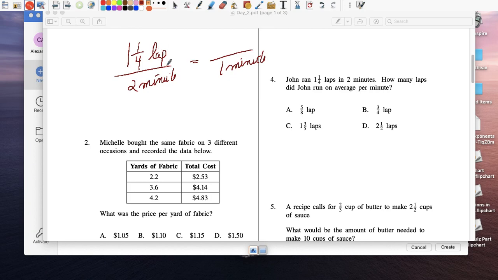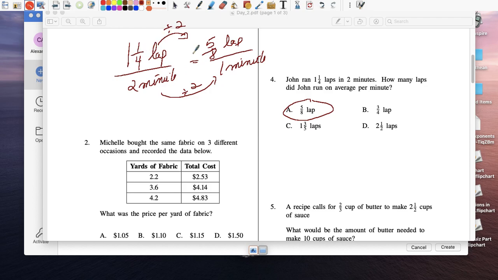You notice that the unit rate in this case is half of 2 minutes, so we just have to divide top and bottom by 2. So you divide 1 and 1/4 by 2, and we get, as a decimal, 0.625, which as a fraction is 5/8. So 5/8 of a lap in 1 minute. Again, in your calculator, you would divide this by 2. 2 divided by 2 gives you the 1, and divide the top by the same, right? Remember.